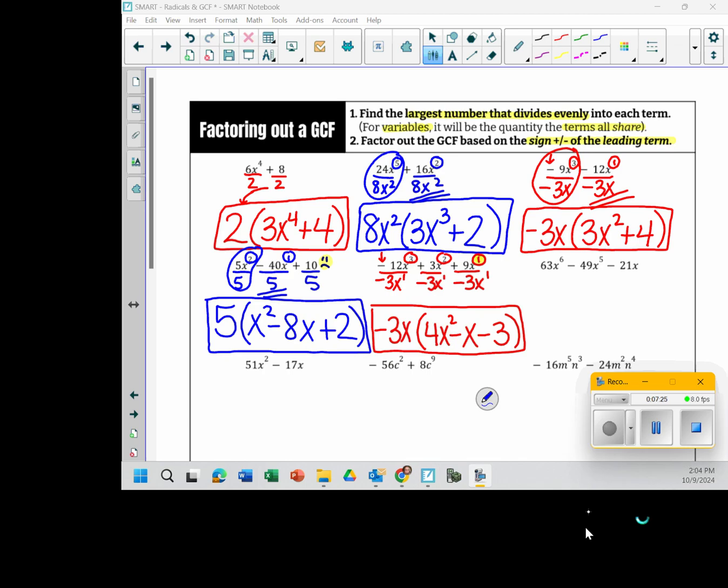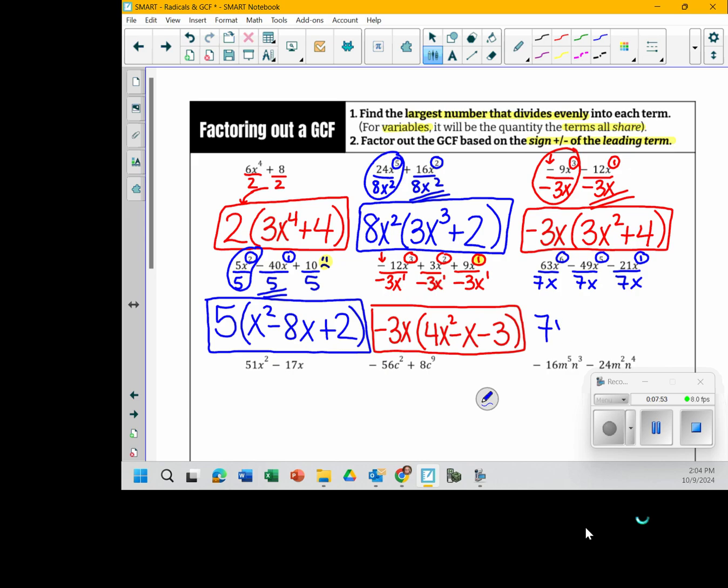Next one's a little bit harder just because the numbers are bigger, but again, I have a 63, a 49, and a 21. 21 is the smallest, so my only options are going to be either 1, 3, 7, or 21, because that's what 21 divides by. The largest thing all of these divide by is going to be 7. I have x to the 6th, x to the 5th, or just an x. I have to go with just a single x.